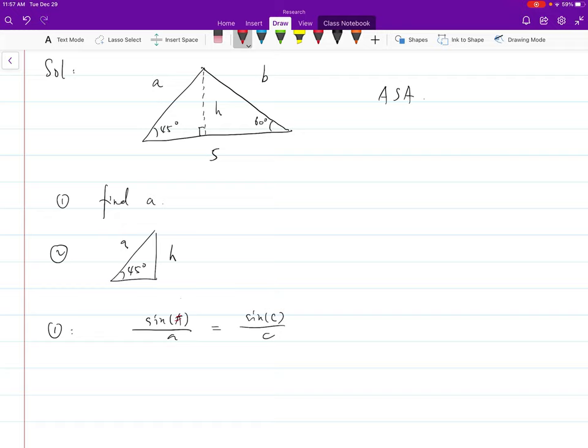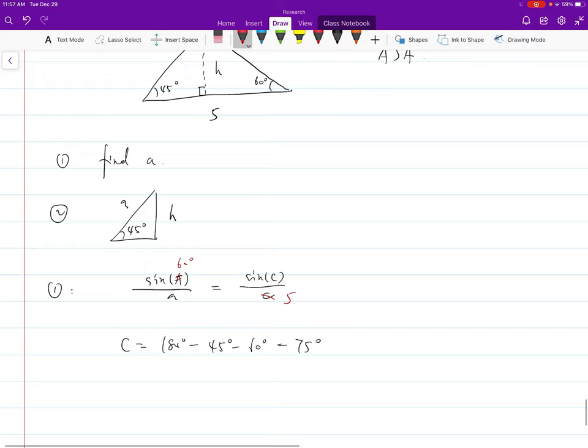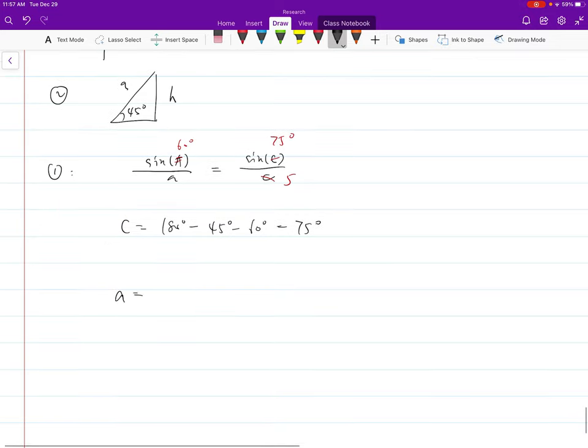A, you don't know, fine. This angle is 60. This is 5. You just need sine C over C. Do you know C? Well, you know A and B, so C. And knowing that, you will be able to do this.